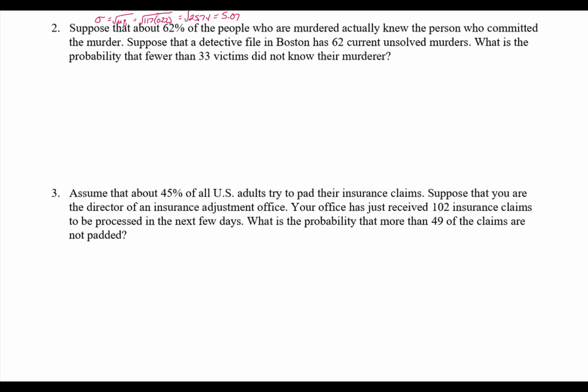So for this problem, again, we want to set up our binomial probability. So looking for n, our fixed number of trials. So we had 62 trials because we have 62 unsolved murders. Next, we need to define what success is. So remember, that's always going to come from the probability you're looking for. So we're looking for the probability fewer than 33 victims did not know their murderer. So we're going to define success as they did not know their murderer.